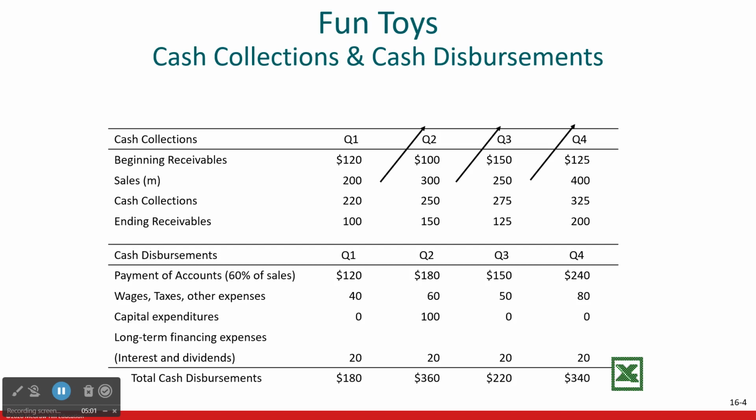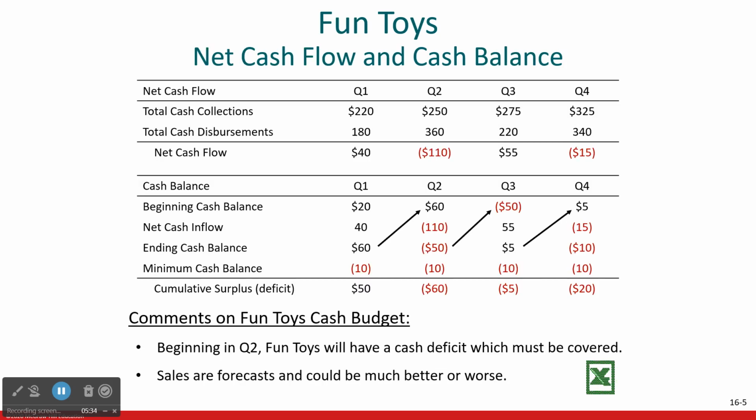And so we see here that in quarter one, our total cash collections are 220 and our cash disbursements are 180. So we see that we're bringing in more cash than we're spending. That's a good thing. However, in quarter two, our cash collections are 250 million, but we find that we're actually spending 360 million. That's a big difference. And so we see that ebb and flow. That's an important part of this. I want to make sure that you catch on to those trends. So we put our information together here.